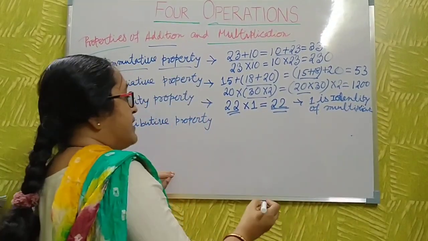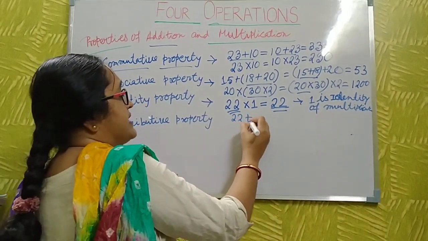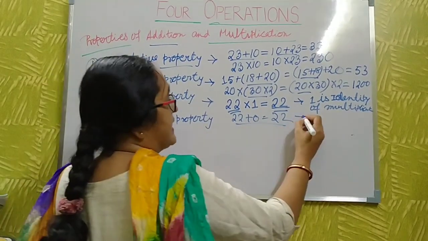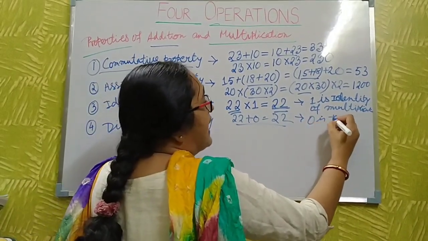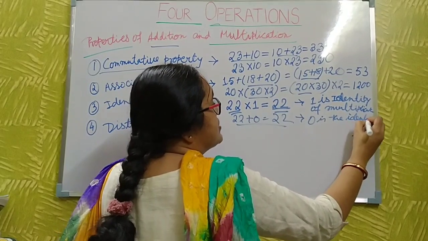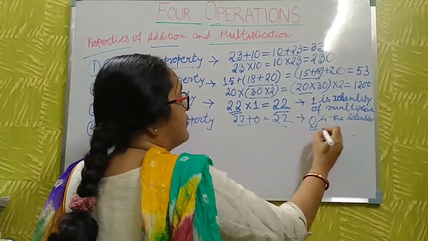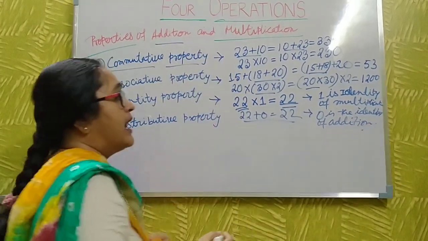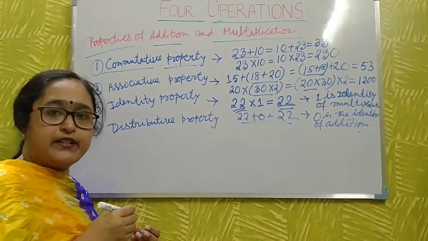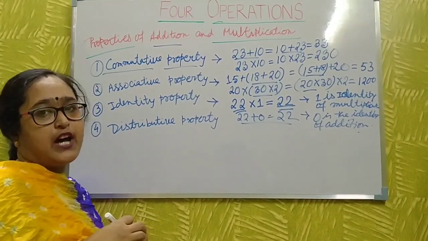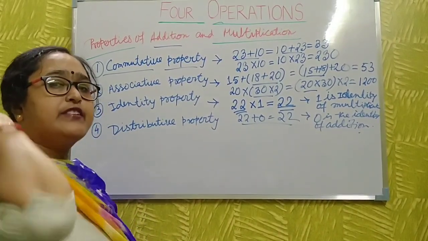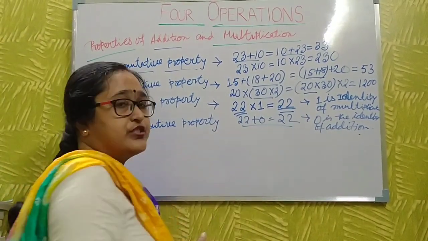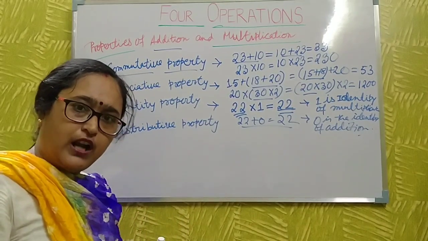Okay. And now the same thing: if you add 0 with 22, the 22 is back. Then here 0 is the identity. 0 is the identity of addition. Now 1 is the identity of multiplication and 0 is the identity of addition. Is it clear to all?